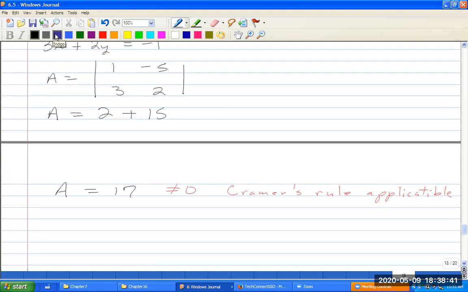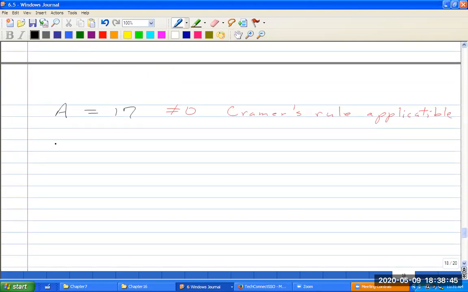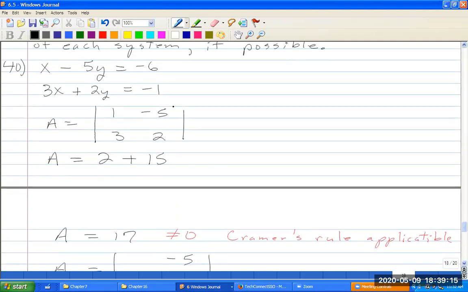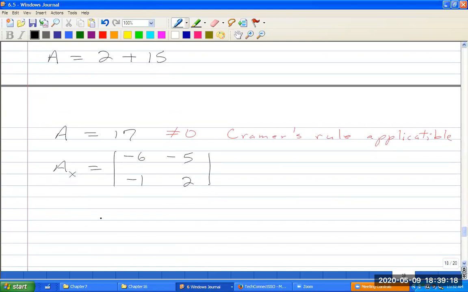So let's do A sub x. The coefficient matrix is [1, 3; -5, 2]. To find this other matrix, I replace the x column by the right-hand side of my equation, -6, -1. And now let's figure out what this is equal to. 12 minus 5 is negative 17.